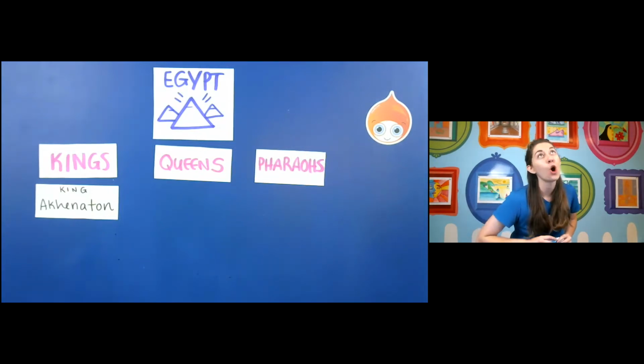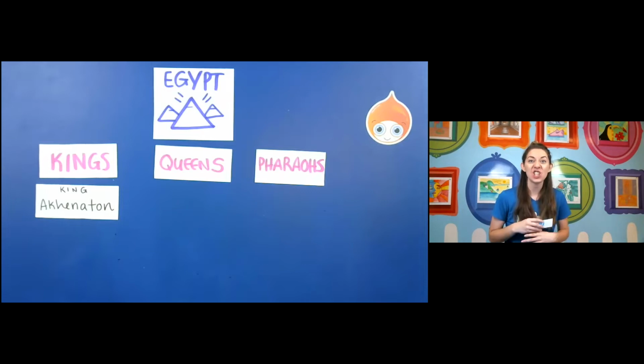And he was so famous because when he became king, he changed everything about the religion and where Egypt even was the capital city. He changed all of it. So he's really important, including to art, because the way that Egyptians were drawing and painting and making their hieroglyphics changed when he became king. So that's really important to know who he is.